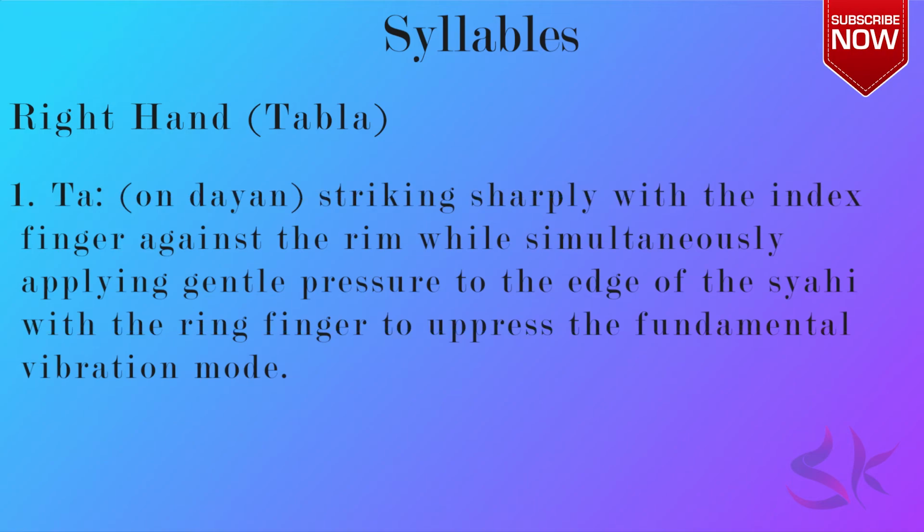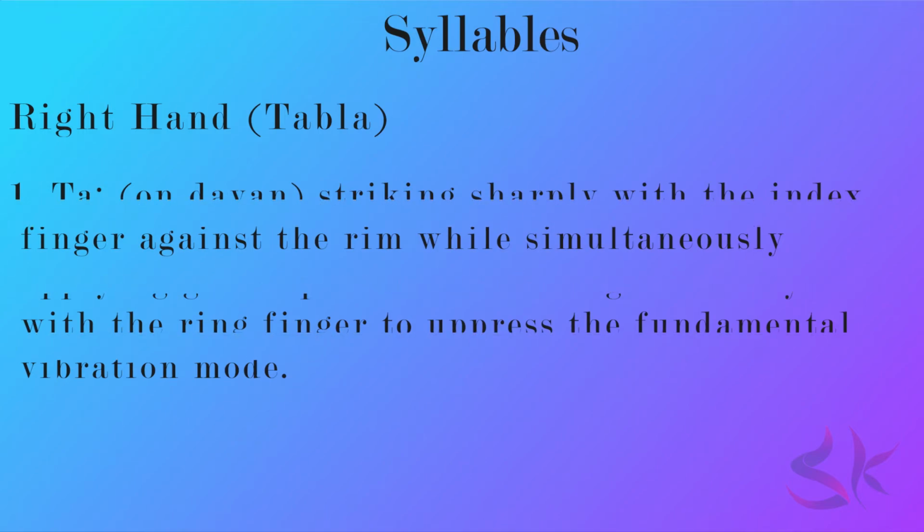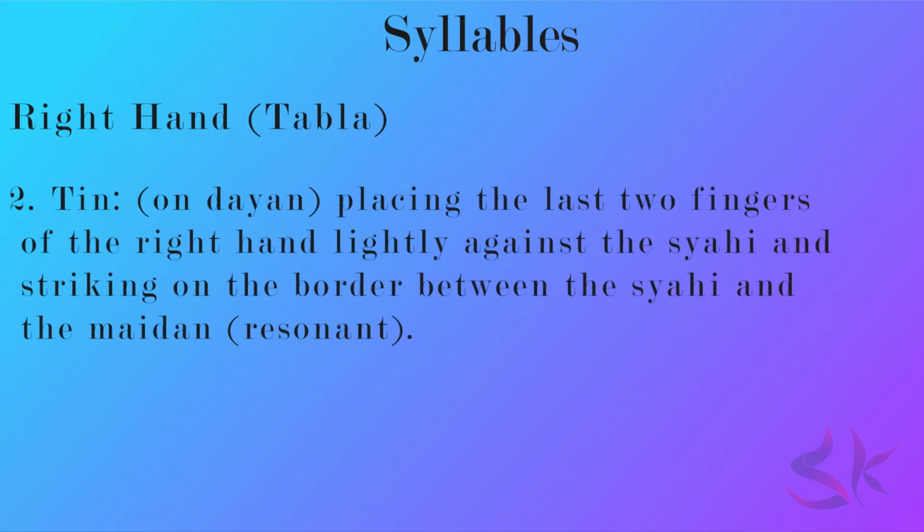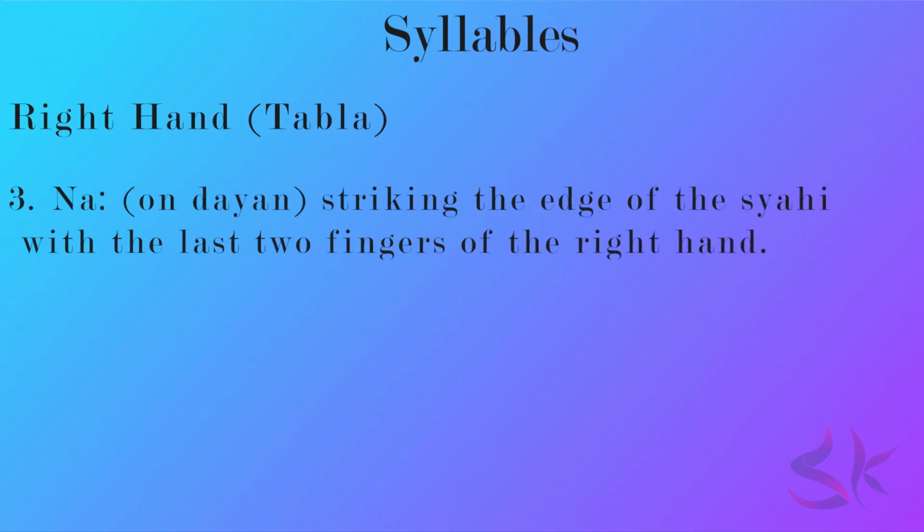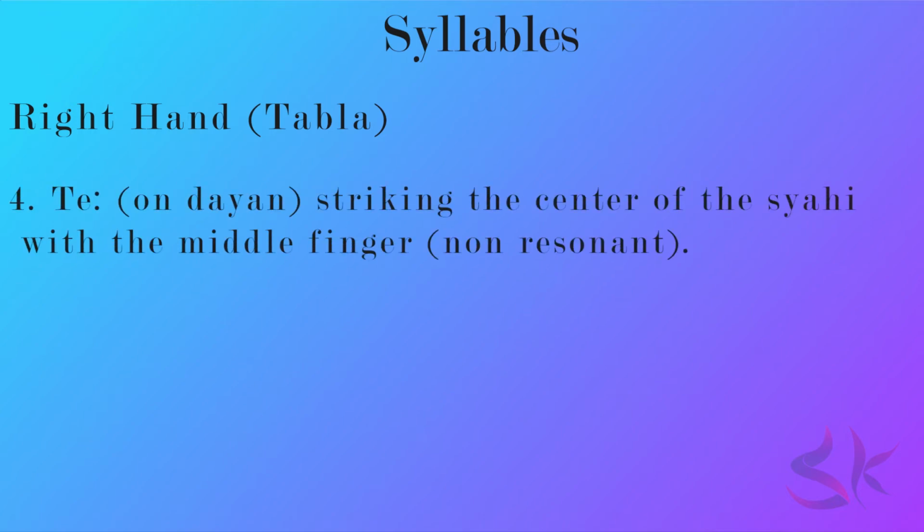Number 1, ta. Striking sharply with the index finger against the rim while simultaneously applying gentle pressure to the edge of the syahi with the ring finger to suppress the fundamental vibration mode. Number 2, tin. Placing the last two fingers of the right hand lightly against the syahi and striking on the border between the syahi and the maidan. Number 3, na. Striking the edge of the syahi with the last two fingers of the right hand. Number 4, te. Striking the center of the syahi with the middle finger.